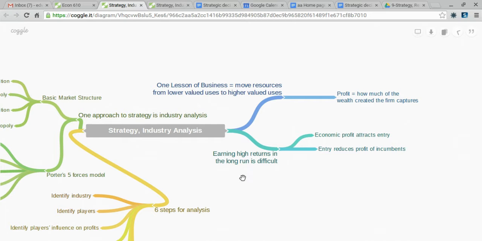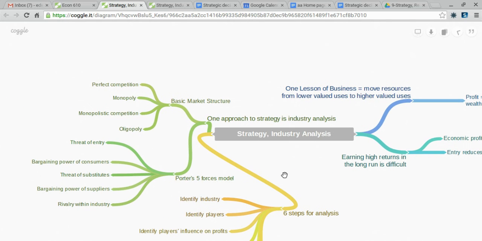Strategy begins with the recognition that earning high rates of return in the long run is difficult. Economic profit attracts entry. Entry reduces the profit of incumbents. One way to approach strategy is through industry analysis. Two approaches to study industry analysis exist.